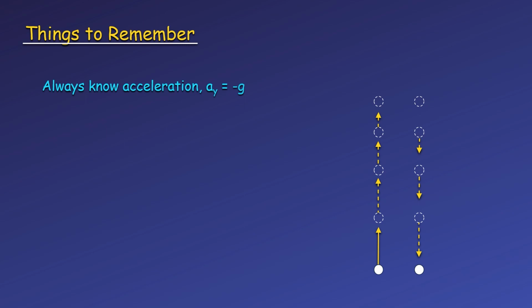If you're given the equations with minus g already plugged in, just remember that g is a positive 9.8 meters per second squared when you're plugging in.